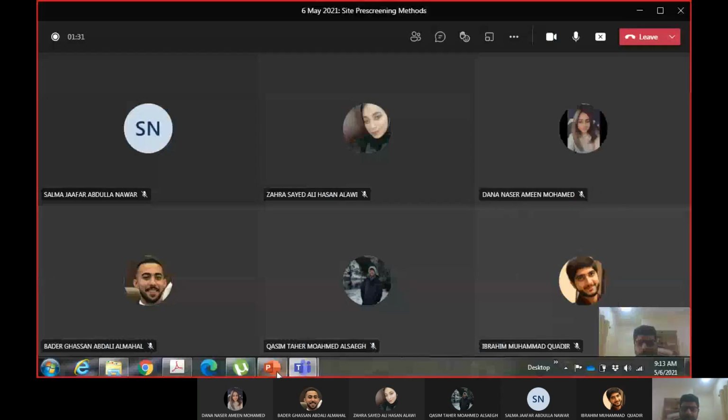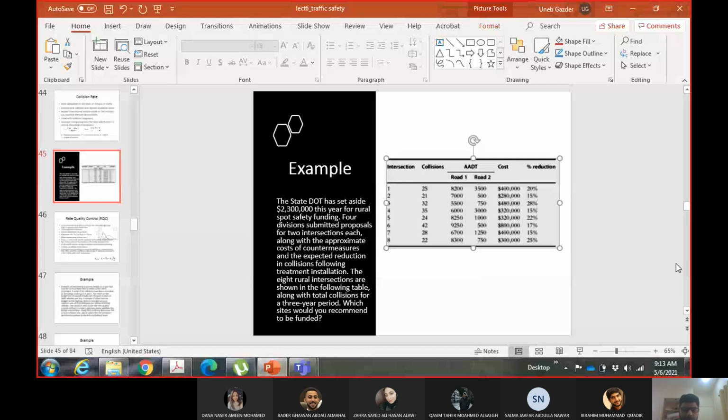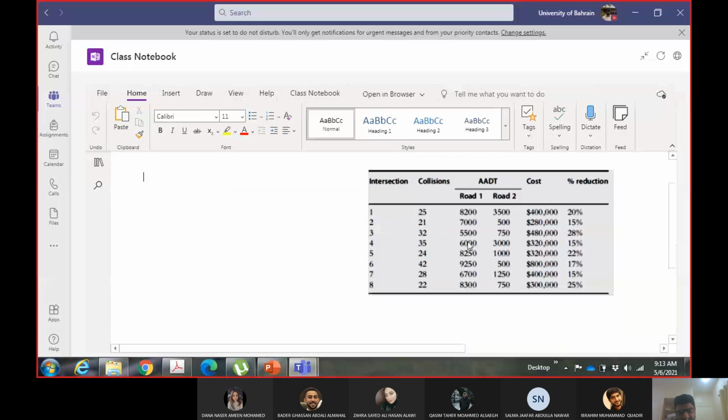Today we will look at the example which I showed you at the end. We have some data available for 8 intersections from an area. This data includes the number of collisions and AADT coming to that intersection, and the cost of the countermeasure proposed at that intersection. And if this countermeasure is applied, how much reduction in accidents you can have. So this data is given.